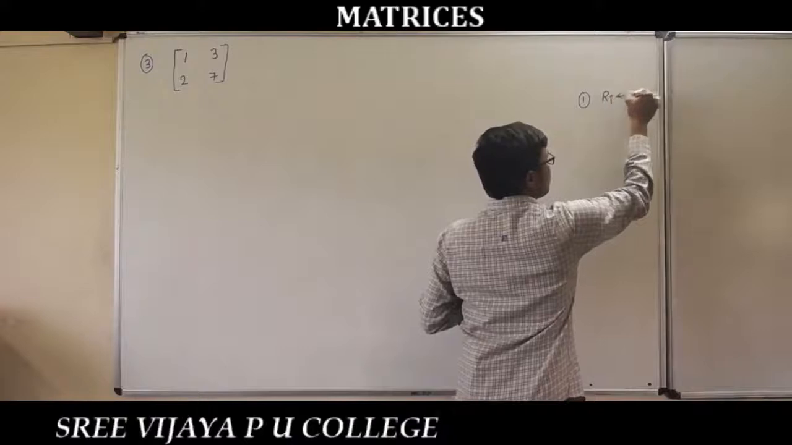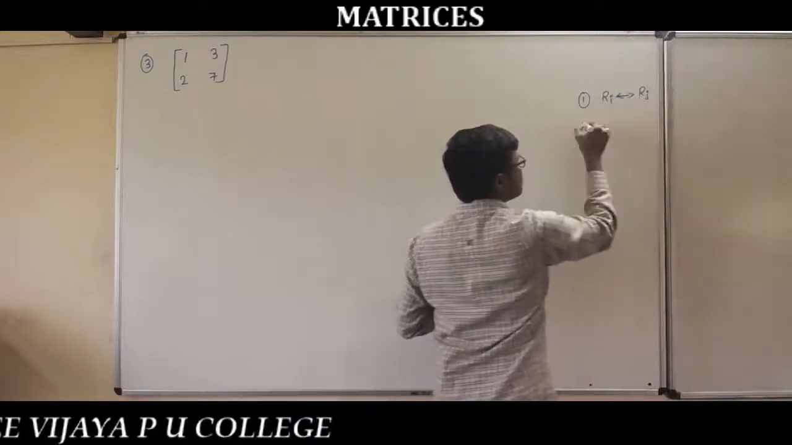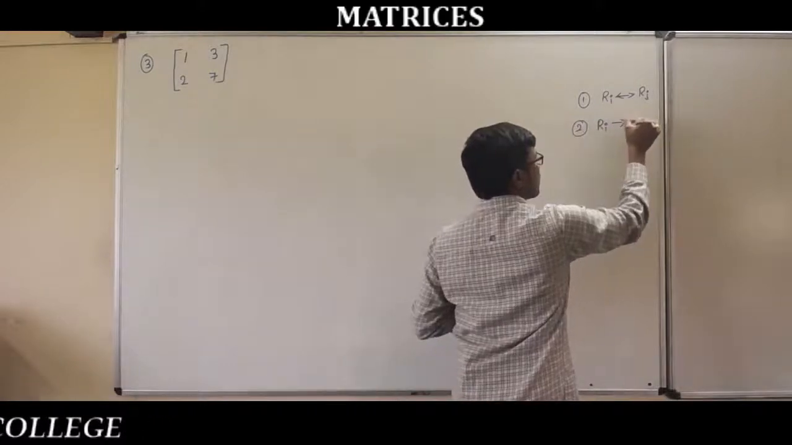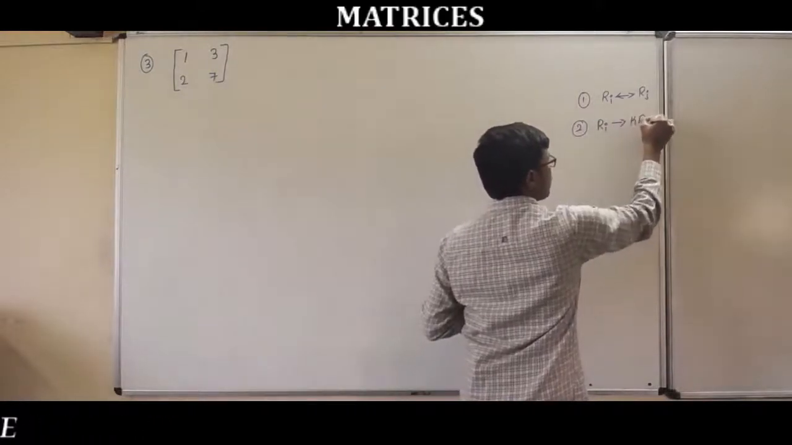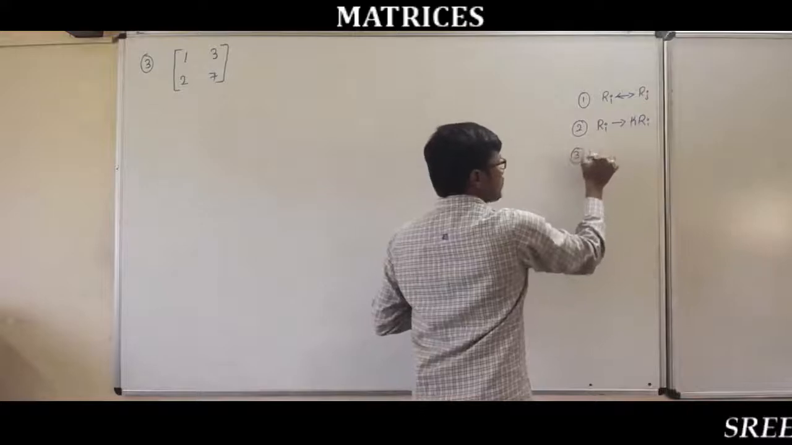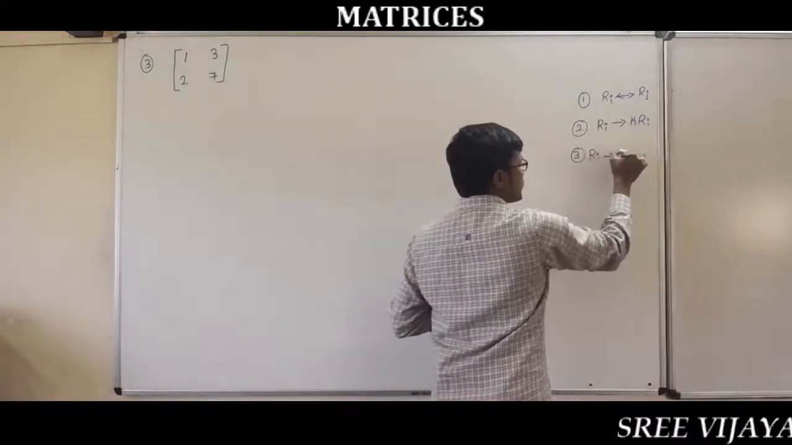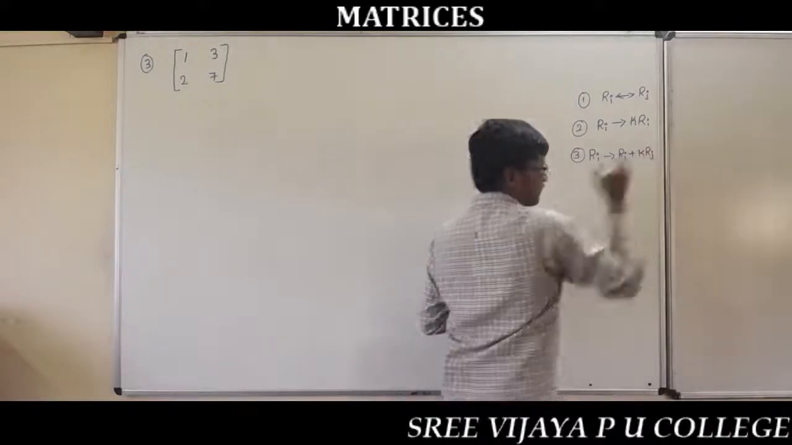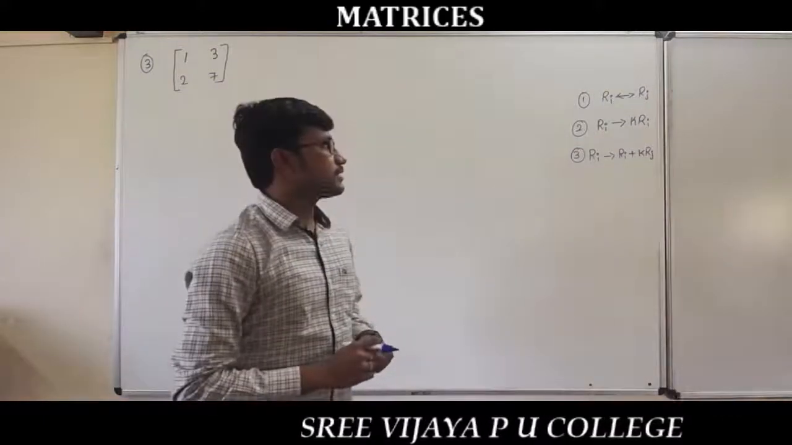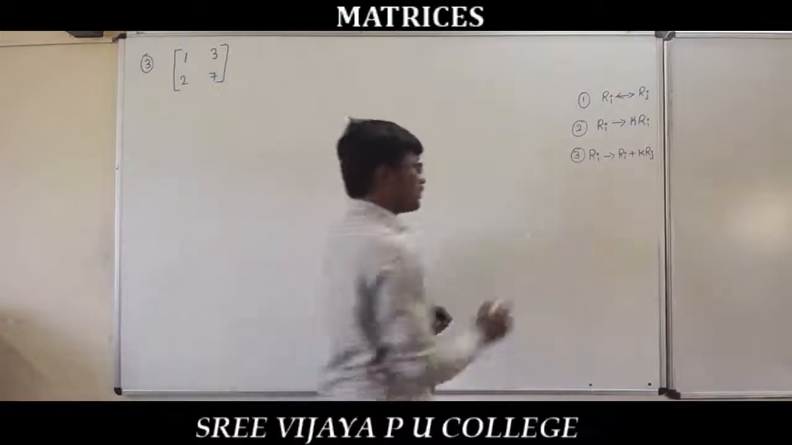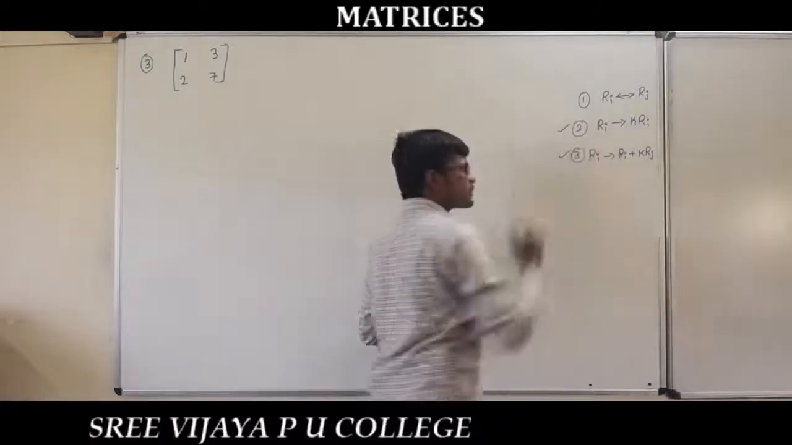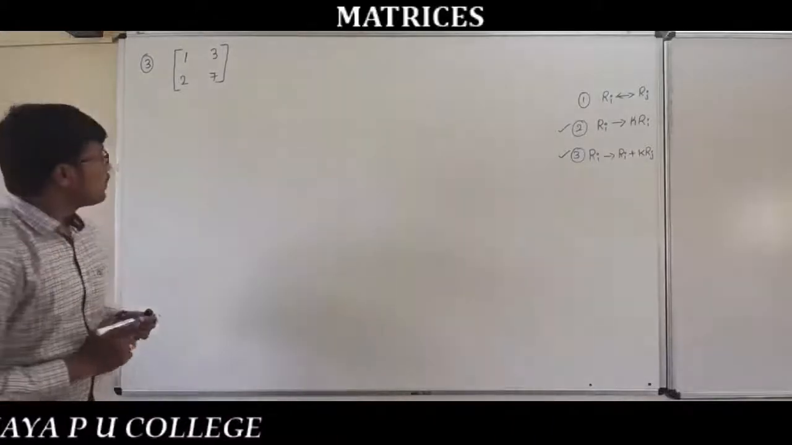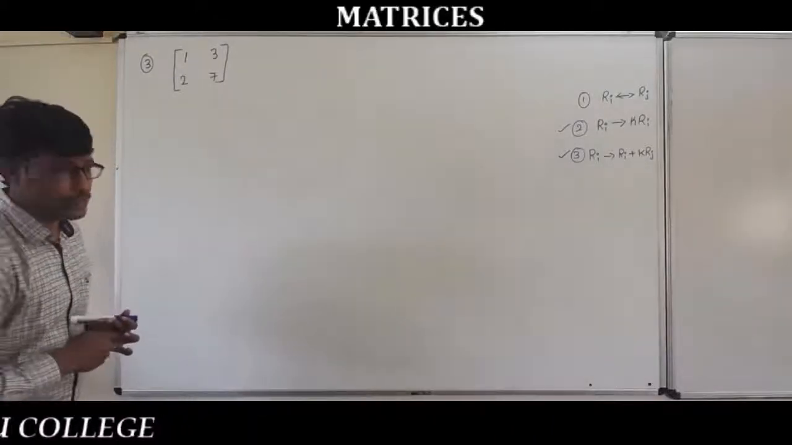Ri interchanges with Rj, or Ri changes to k times Ri, and the third one, Ri changes to Ri plus k times Rj. So last class we discussed these three. We use these in the problem. So now let us move to the problem and take a look at the solution.